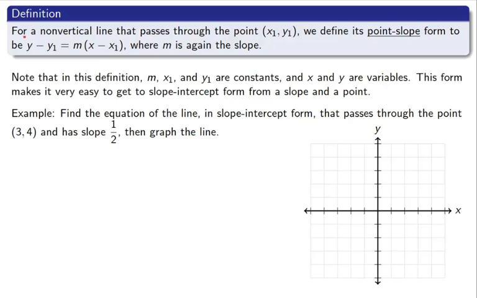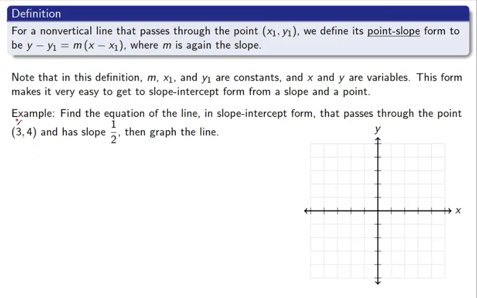So let me just point out, to do the point slope form, I need a point, x1, y1, which I will plug into the formula, and I need a slope, m, which I'll plug into the formula, and then the variables x and y I'm going to leave alone. They're part of the equation that results. Let's find the equation of this line. It passes through the point 3, 4 and has slope 1/2.